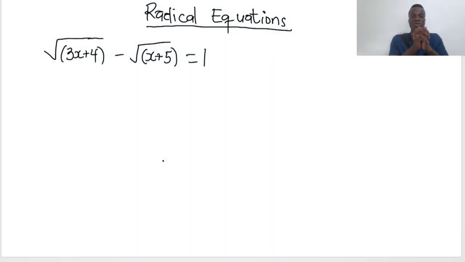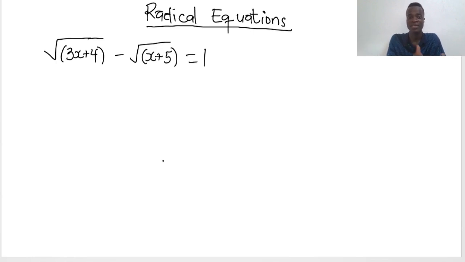Let's have a typical example on our board. Yes, this typical example, I picked it from the Akiola. So we are going to look through the concepts. We are not just going to solve, but we are going to use everything that we have learned so far in order to go through how to solve radical equations.